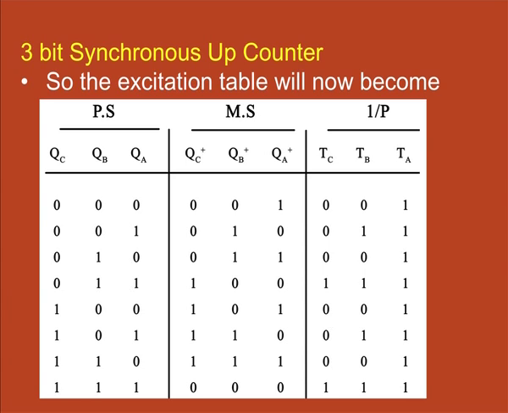Here, for present state the outputs are QC, QB and QA. Similarly, for the next state the outputs are QC dagger, QB dagger and QA dagger, and the inputs are TC, TB and TA. So, you can see the excitation table shown in this slide depicts the present state, the next state and the input condition that can be obtained for the 3-bit synchronous up counter.